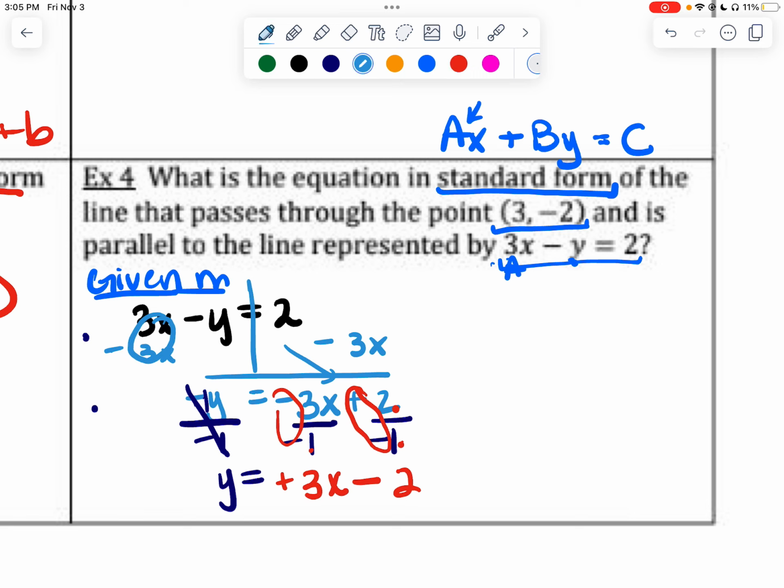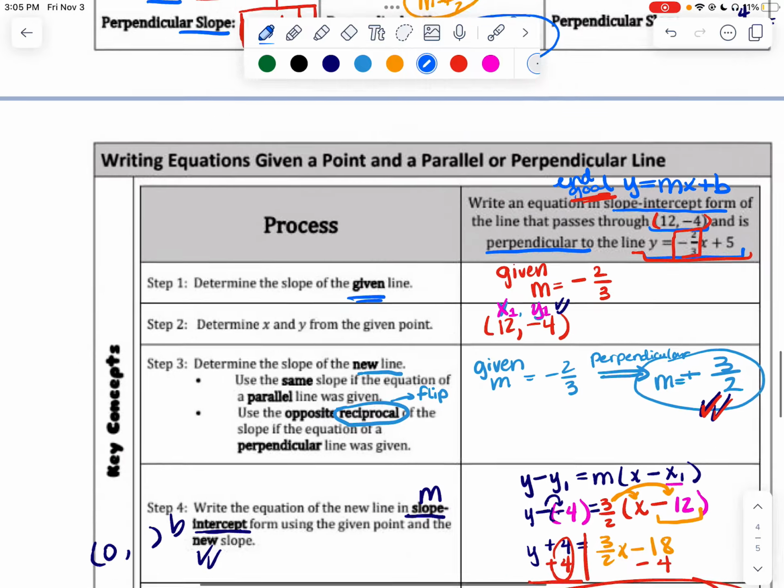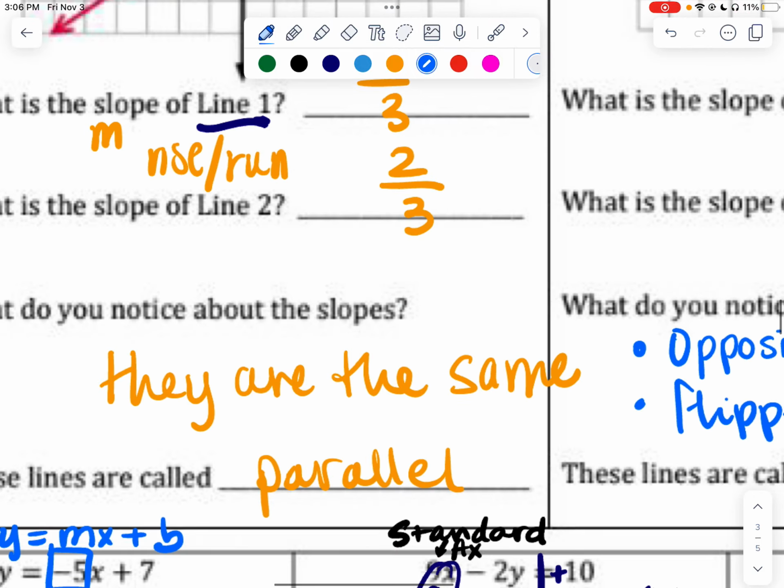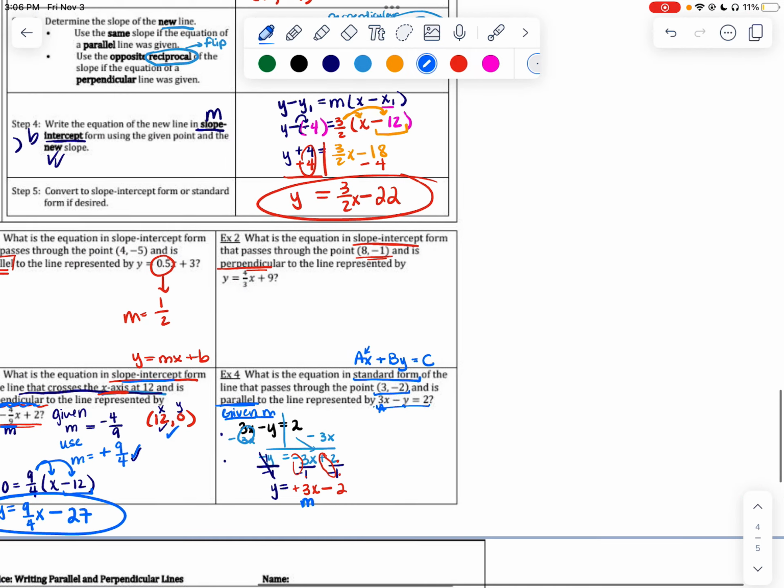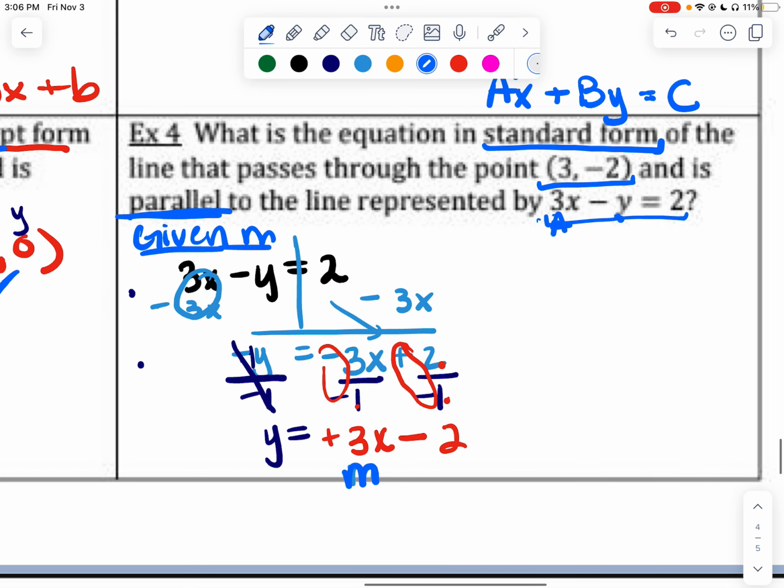Okay. Now we can look back. We got m now, right? My given m is 3. And if I want it to be parallel, same slope. So my parallel slope here is 3. So that's what we're going to use.